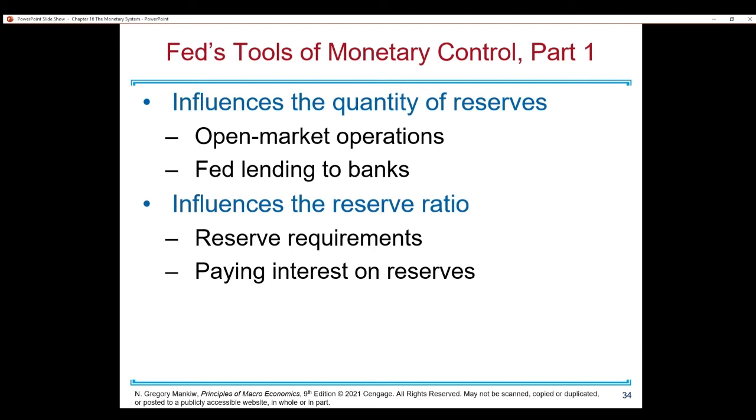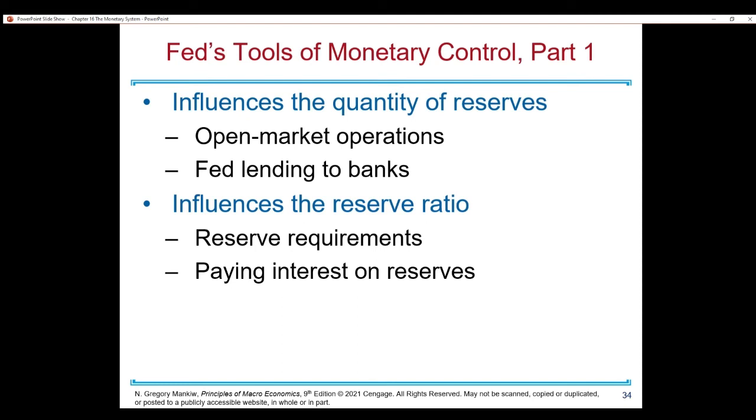The banks respond to the discount rate the same as anyone else. A higher discount rate discourages banks borrowing from the Fed, reducing the quantity of reserves in the banking system and in turn reducing the money supply. A lower discount rate will encourage banks to borrow and increase the money supply.